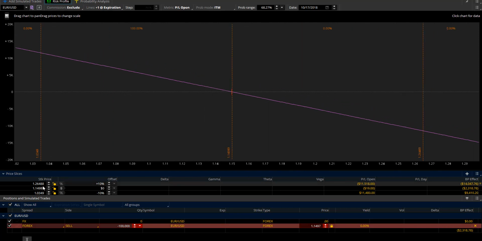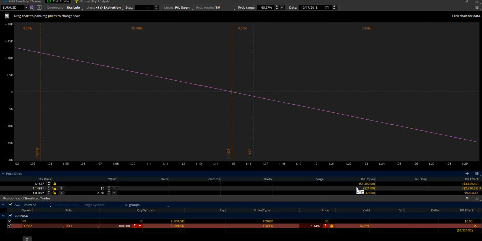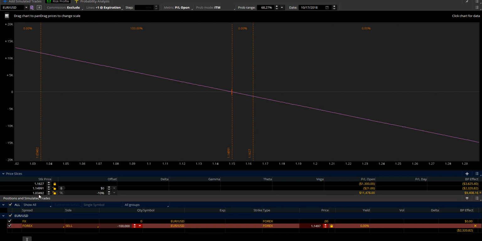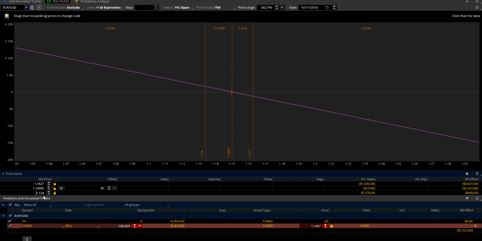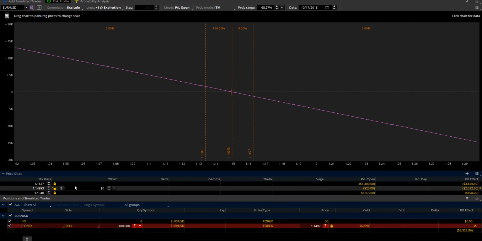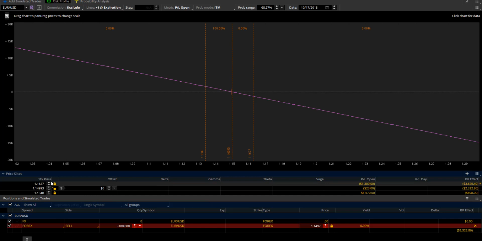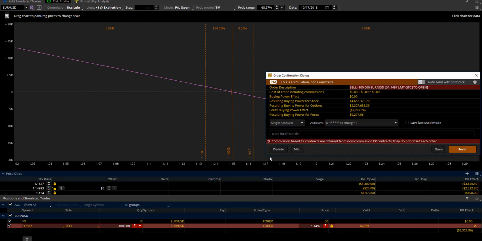The more it goes down, the more money you make. Now, using the price slices here, I can put my stop loss in at 1.1627. So if you're wrong on the euro dollar pair, you lose $1,300. And if you hit your target at 1.1340, a little misprint there, 1.1340, if you're right on the euro dollar pair and it goes down, you make $1,570. So the reward to risk in this one's pretty even because we did miss our trigger entry point a little bit. Total cost to do the trade, $22.99.